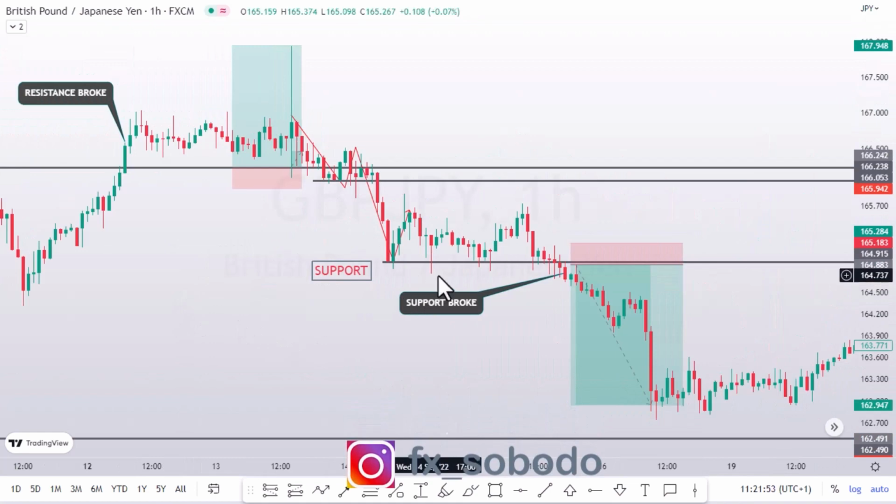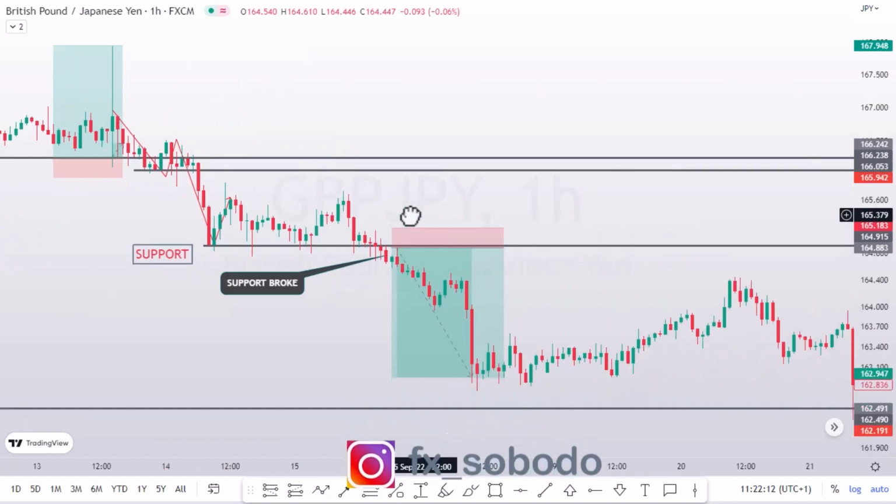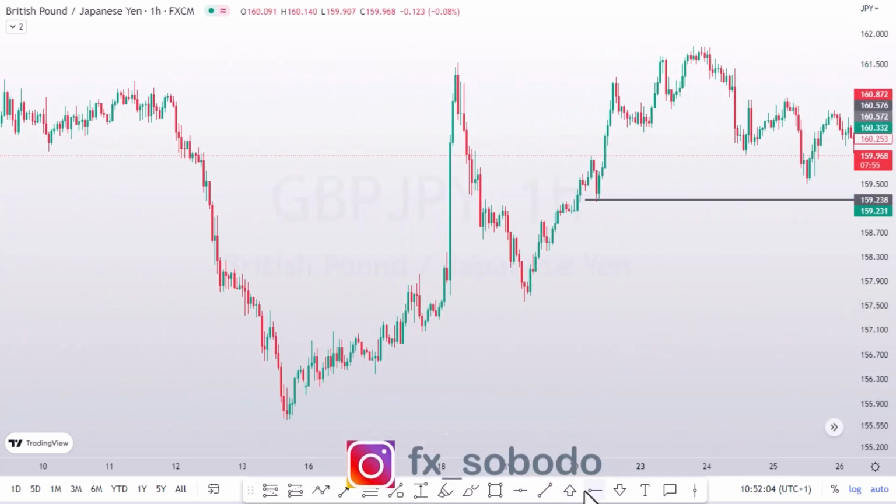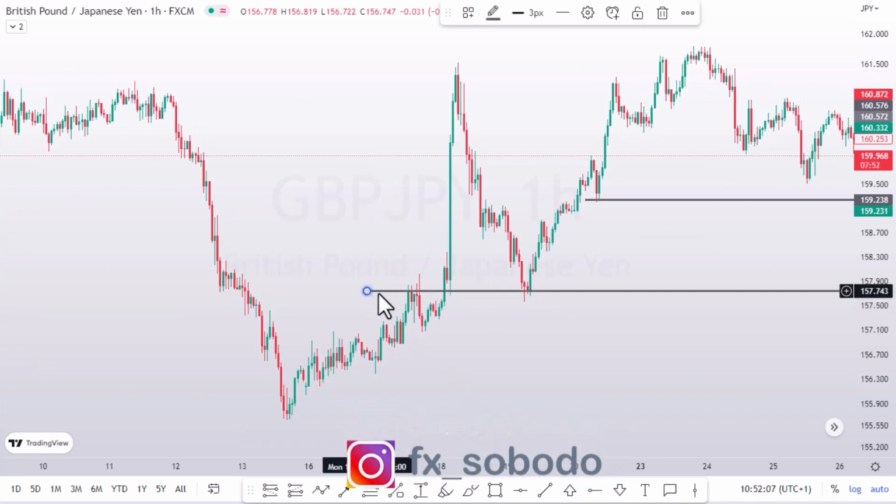The more touches of both support and resistance, the more price bounces at those levels, the more sustainable they are. It will be very difficult for price to break in the opposite direction. Very simple. Here again, we have our structure at this level. Price bounced 1, 2, 3, 4, 5. So say this is our resistance at this level.